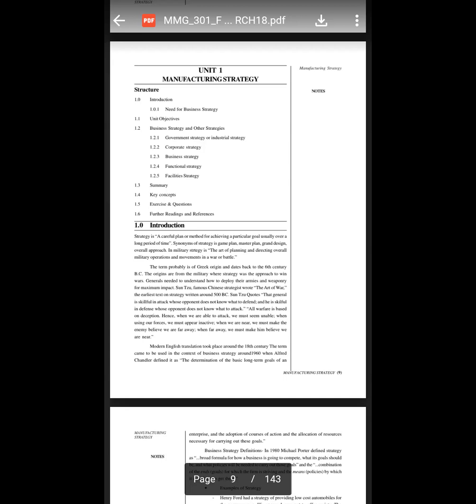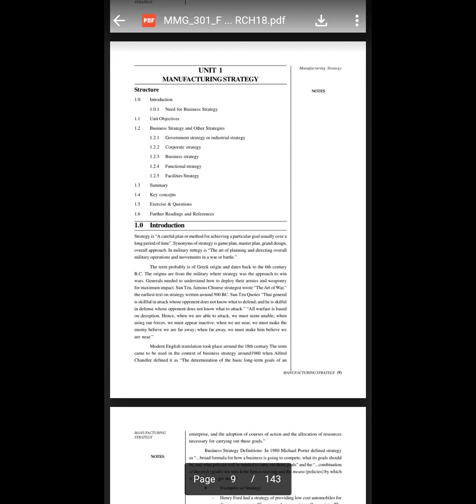The next thing we are going to discuss is the term strategy. The term is probably of Greek origin and dates back to the 6th century BC. The origins are from the military, where strategy was the approach used to win wars.